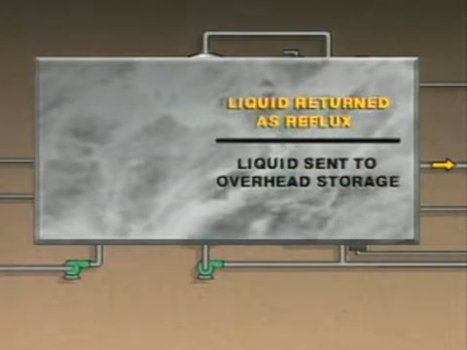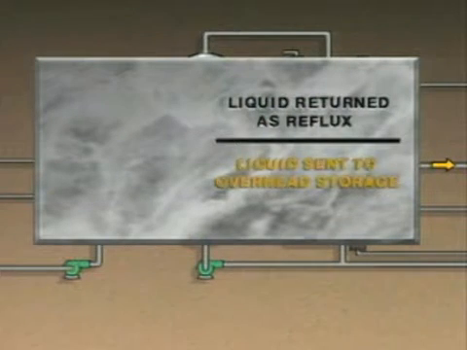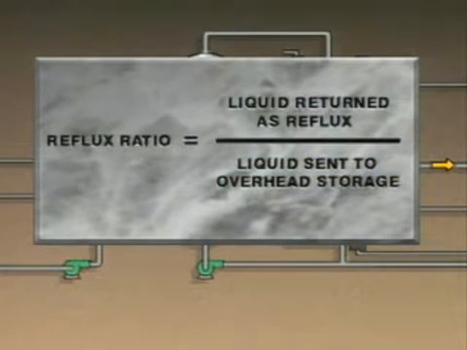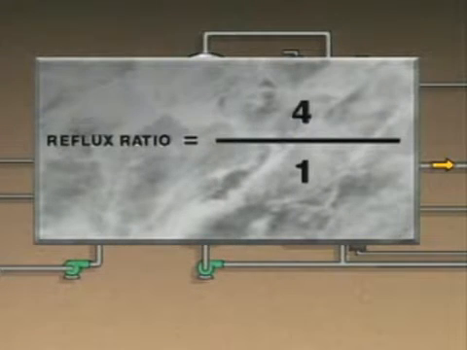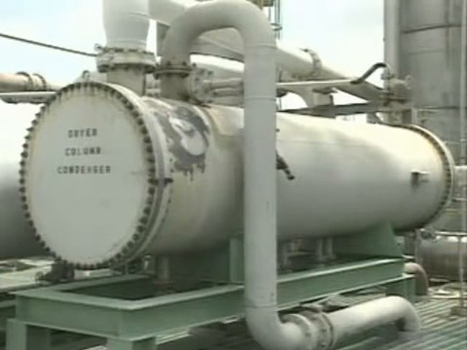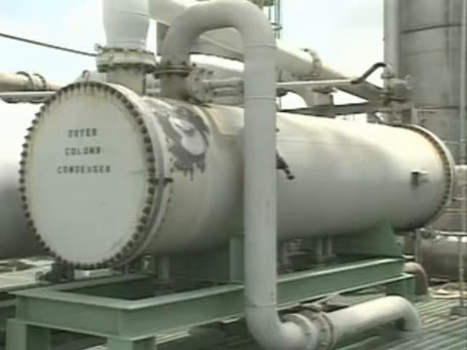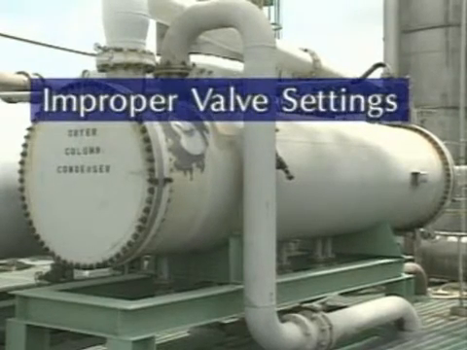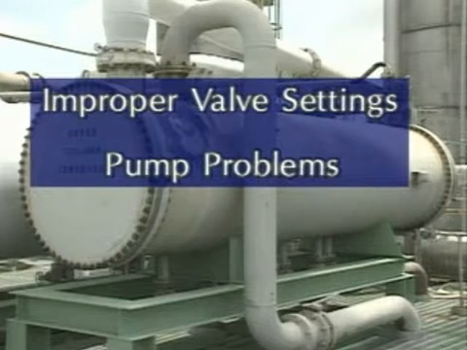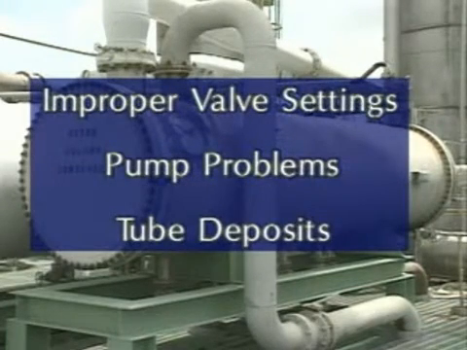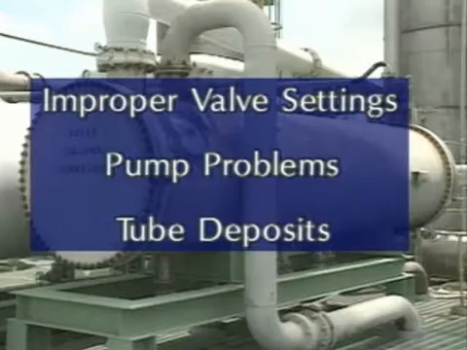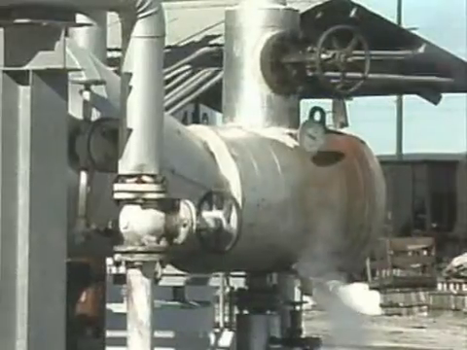The ratio of the amount of liquid that's returned to the column as reflux to the amount that's sent to overhead storage is known as the reflux ratio. For example, if 4 times as much liquid is returned to the column as is sent to overhead storage, the reflux ratio is 4:1. Some common conditions that can reduce the cooling water flow through a shell and tube condenser are improper valve settings, problems with the cooling water pump, and deposits in the condenser tubes caused by impurities in the cooling water.